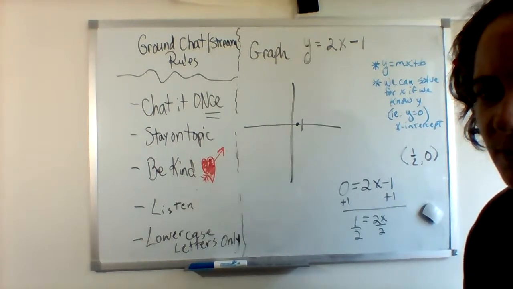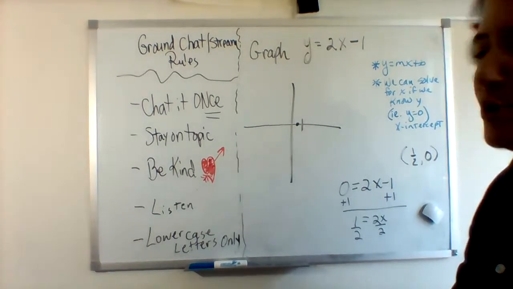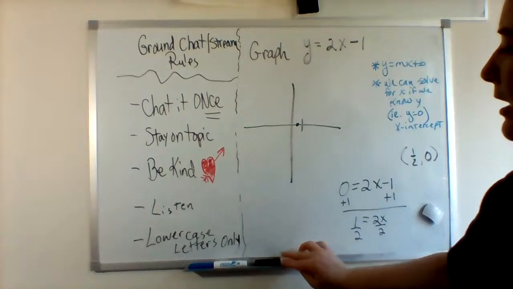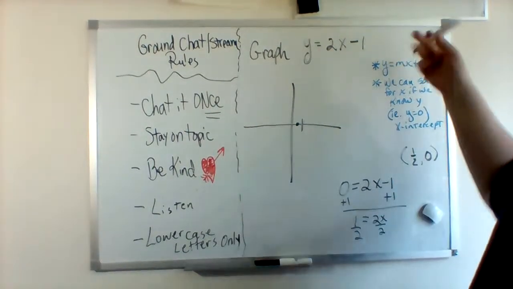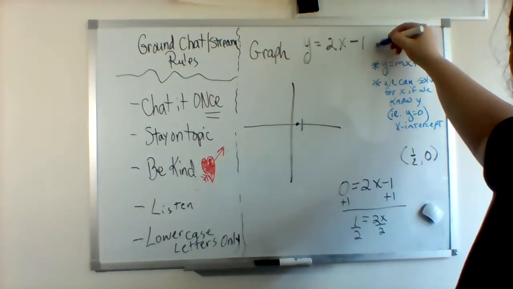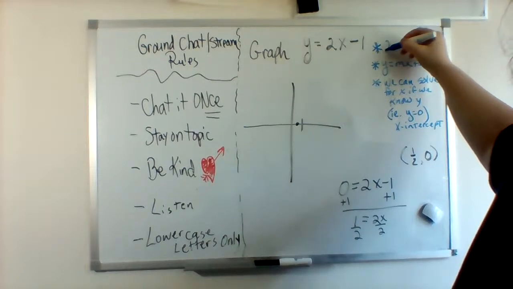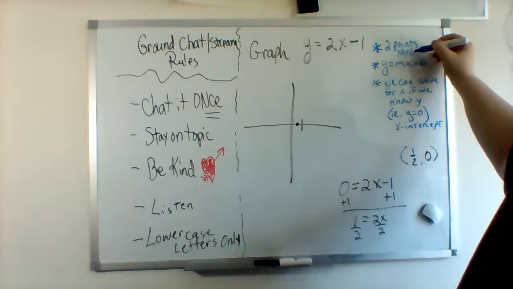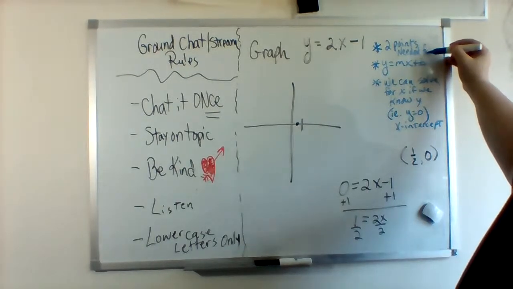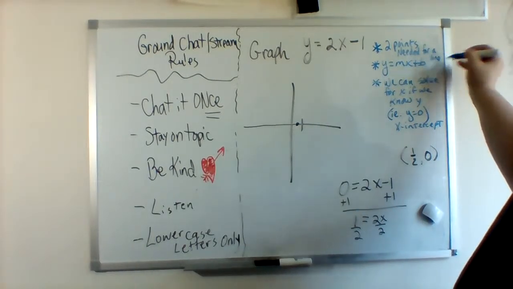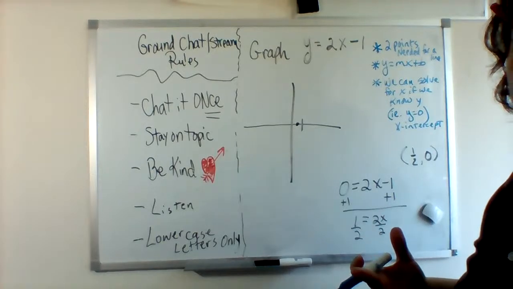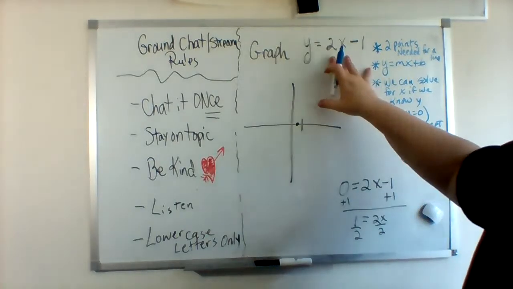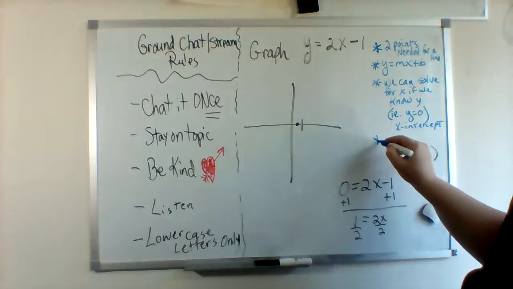No, 2 points. Ah, I totally misunderstood you. Yes, 2 points to make a line. Two points needed for a line, which I just told you basically what kind of graph this is going to be. What kind of graph is it?